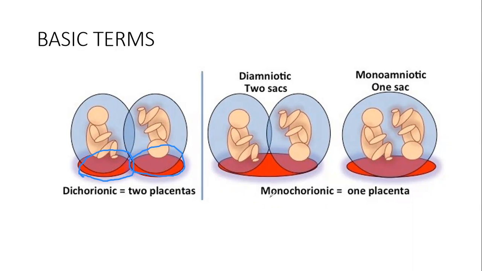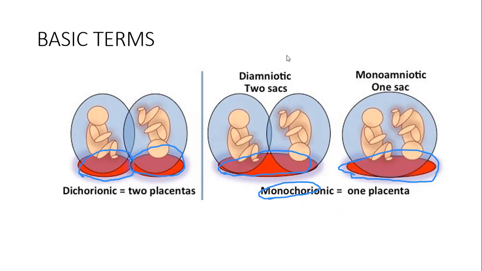You can see on the right side, monochorionic. Monochorionic means one placenta. You can see this red base, it's a single placenta, right? So as soon as you see the word monochorionic or dichorionic, it should be clear that it's one or two placentas.